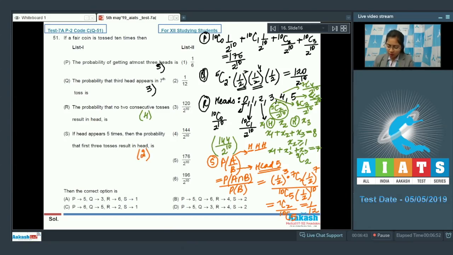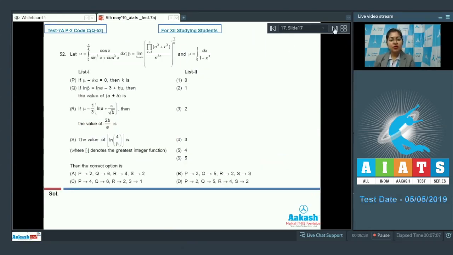So the correct option is option number D. So the answer of this question is option number D. Next is question number 52. Here alpha is given as the integral of cos x dx divided by sin cube x plus cos cube x.